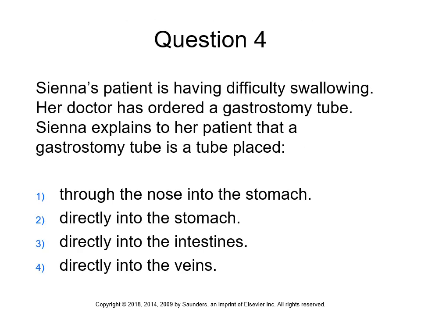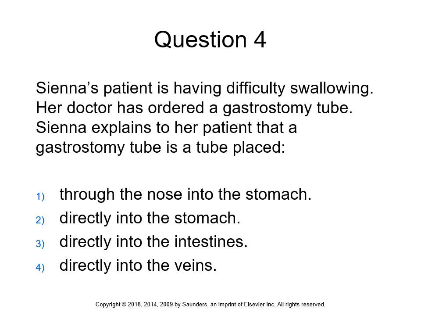Question 4. Please post your response under the share notes or chat box. Sienna's patient is having difficulty swallowing. Her doctor has ordered a gastrostomy tube. Sienna explains to her patient that a gastrostomy tube is a tube placed: 1, through the nose into the stomach; 2, directly into the stomach; 3, directly into the intestines; or 4, directly into the veins.